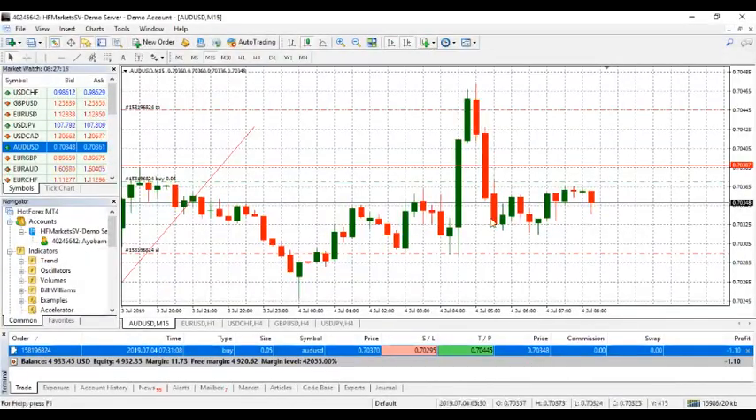So, all right, I've entered this right now. Let's say I entered a sell. Don't just assume I entered a sell at the same line. Let's say I entered the sell at this same line.